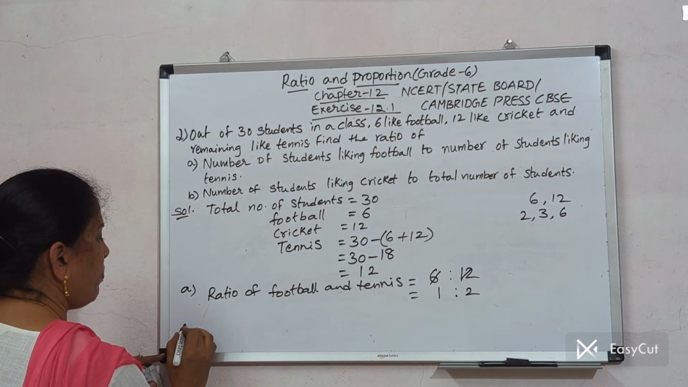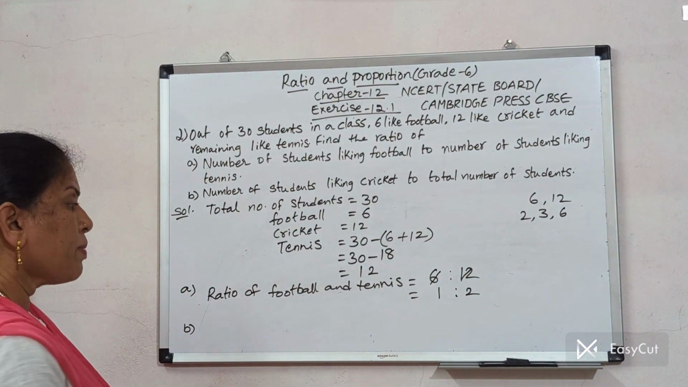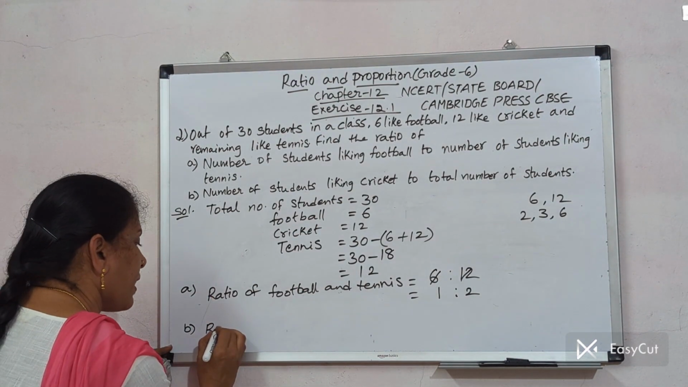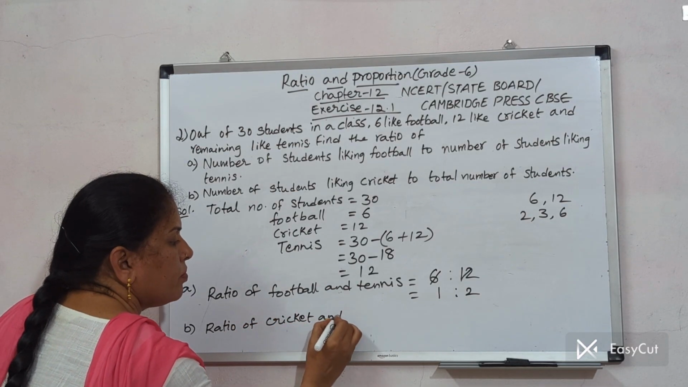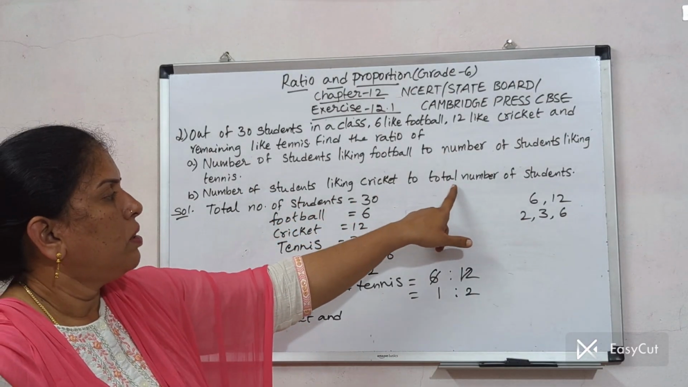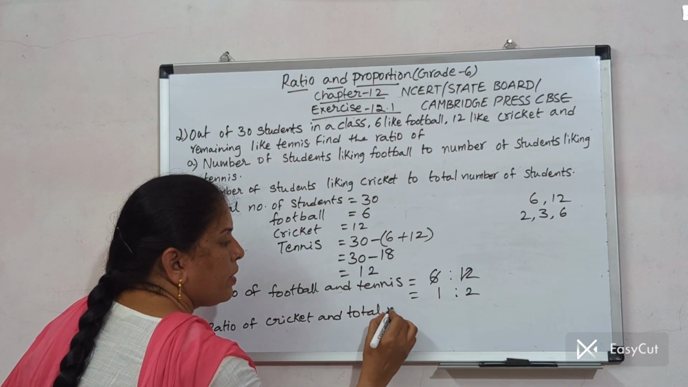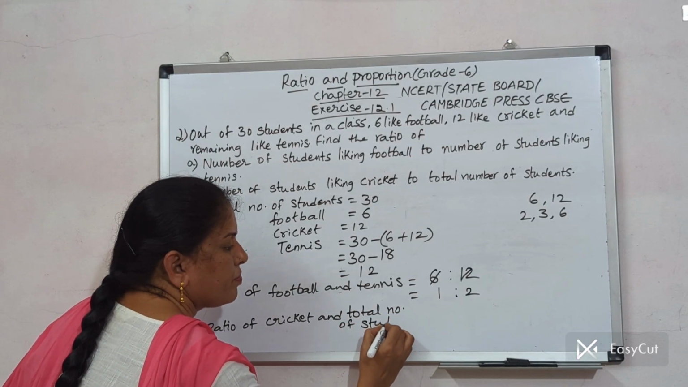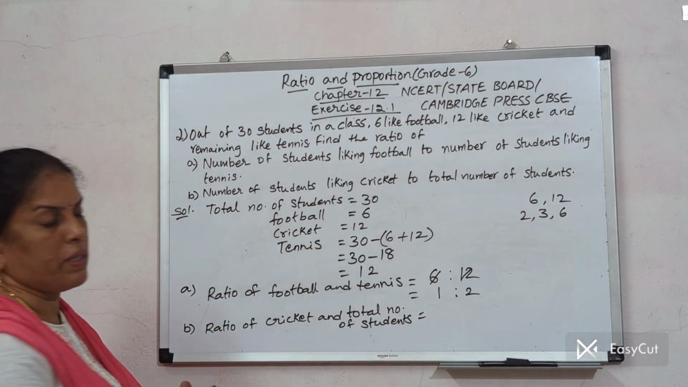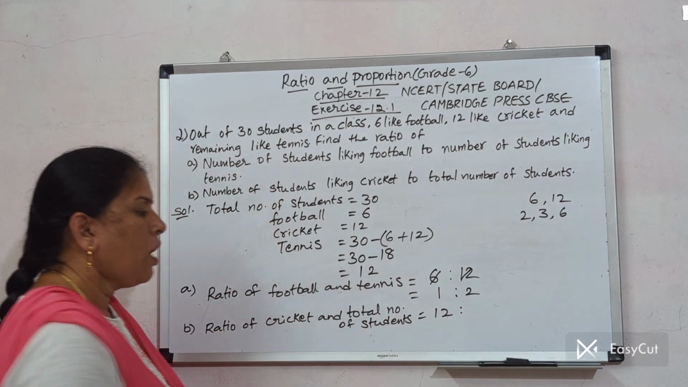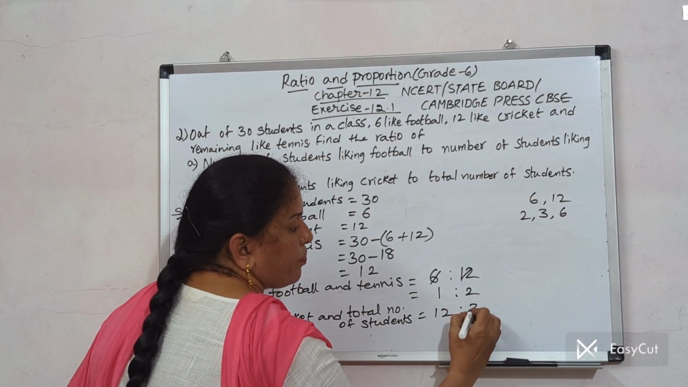Completed. Second question, B. You must find out the ratio of number of students liking cricket to the total number of students. They ask for the total number of students. How many members are playing cricket? Cricket, 12 members. So 12 is to, how many members in total? Total number of students, how many? 30 members are there. 30.